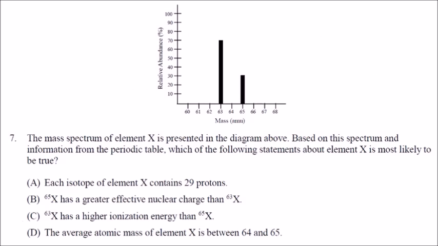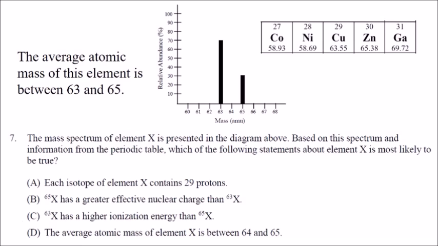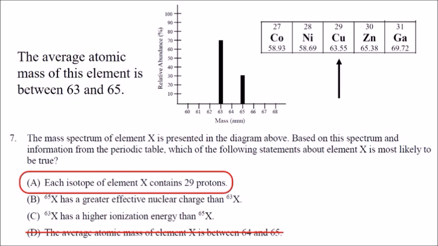In number 7, we are given a mass spectrum for an unknown element, and we can tell that the average atomic mass of this element must fall somewhere between 63 and 65. If we look on the periodic table, the only element that has an average atomic mass between 63 and 65 is copper. So we can eliminate choice D, which says the average mass is going to fall between 64 and 65. We know this is copper. We know the correct answer is A, since copper contains 29 protons.